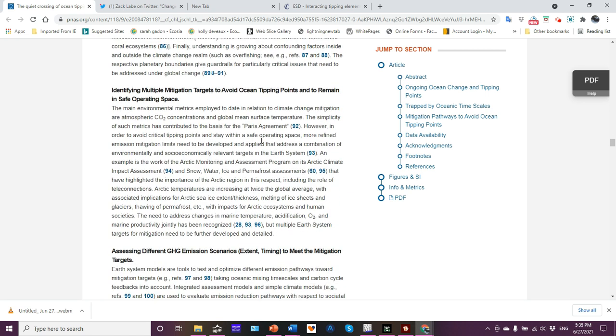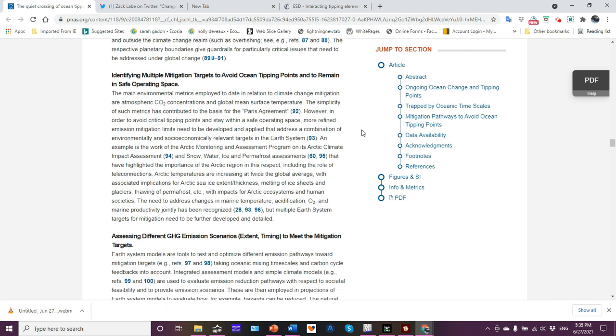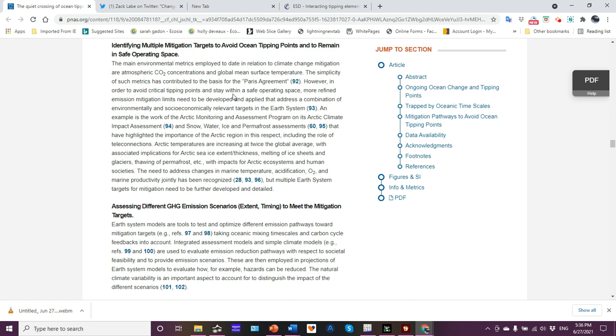Identifying multiple mitigation targets to avoid ocean tipping points and to remain in safe operating space. Main environmental metrics employed to date in relation to climate change mitigation are atmospheric CO2 concentrations and global mean surface temperature. The simplicity of such metrics has contributed to the basis for the Paris Agreement, which was lacking in teeth, let's just say. However, in order to avoid critical tipping points, more refined emission mitigation limits need to be developed and applied. And we know that ain't happening.